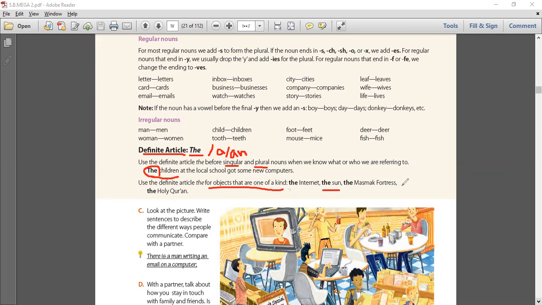The fortress. Anything that is a noun, like a landmark, we always use "the" with it. Okay? The Holy Quran. We always say "the Holy Quran" because it's a noun. It's one of a kind. There is nothing called Quran other than the one Holy Quran only. Okay? Clear? I think it's very easy.